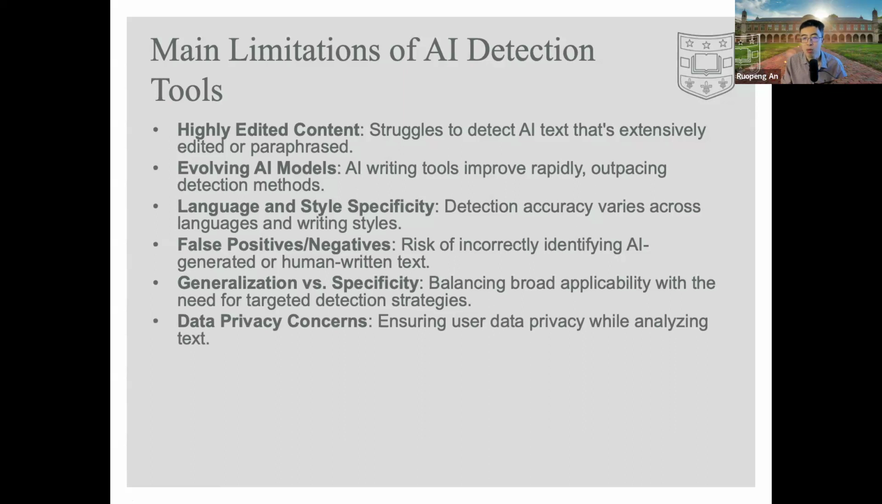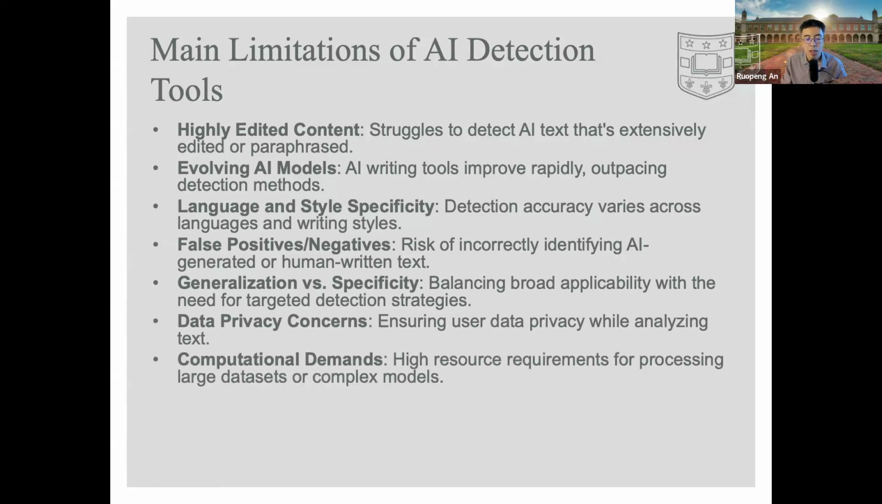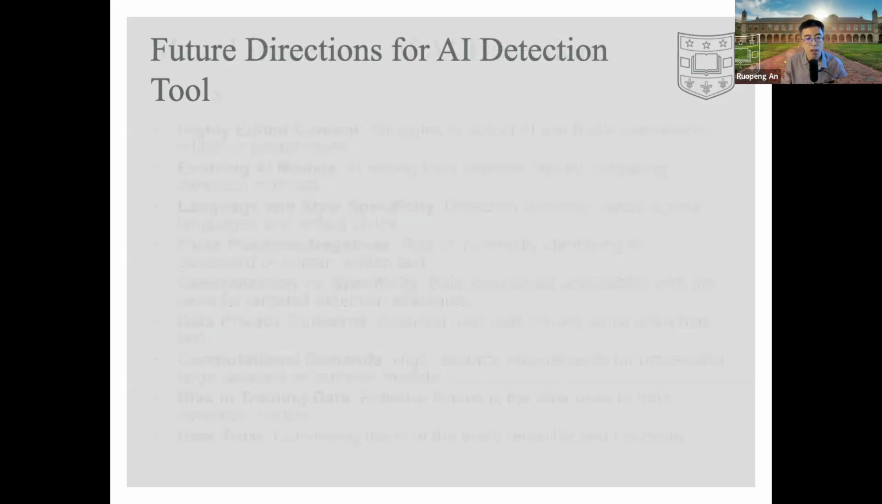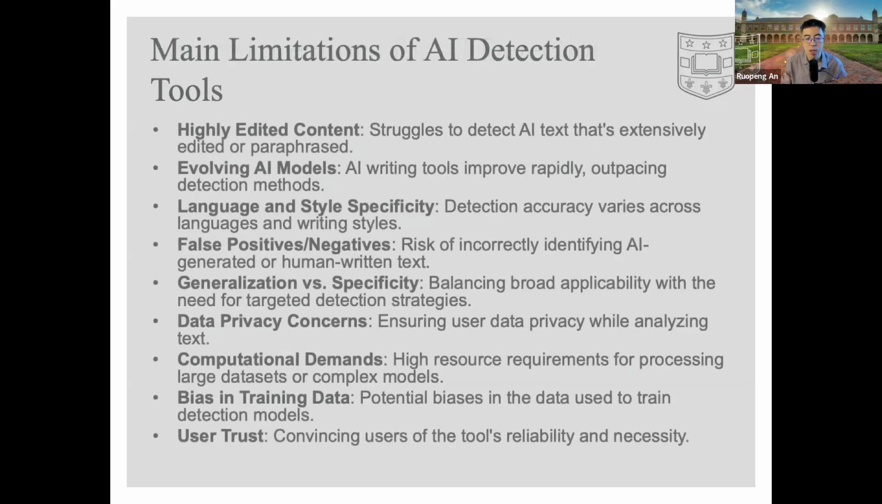And also it adds to data privacy concerns, because a lot of the time our data that we submit to the tools are being used to train the model, are being used to fine-tune the algorithm. And also many of the tools have very heavy computational demand, and consume a lot of computational resources. And also, those tools are not exempt from potential biases, because if the data used in training those tools are biased, then those tools are going to create biased results. And of course, finally, is the user trust. To what extent can we convince the users, or should we really convince the users, that the tools are reliable and are necessary?